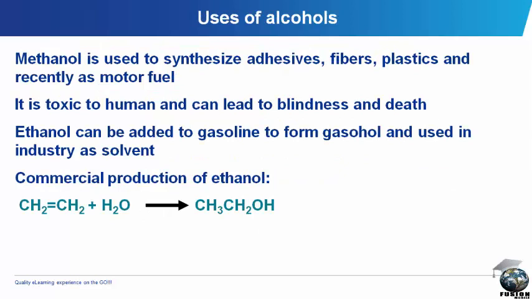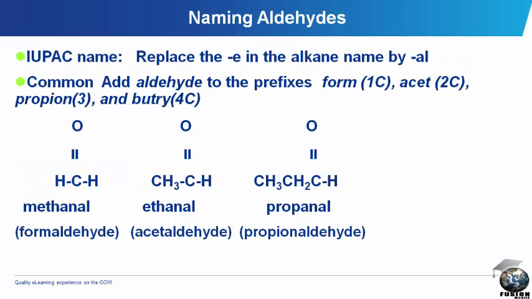Uses of alcohol. Methanol is used in the synthesis of adhesives, fibers, plastics, and methanol itself is not consumable. It can lead to blindness and death. Of course, ethanol is added to gasoline. It's also used as a solvent. It's added to gasoline to remove some impurities from it. Commercial production of ethanol. Naming of aldehydes.